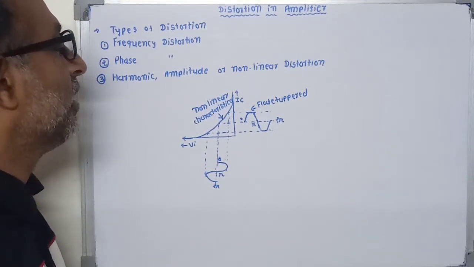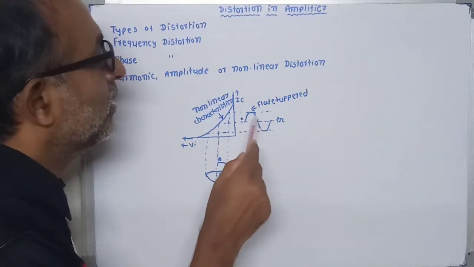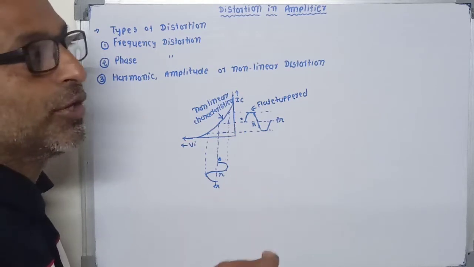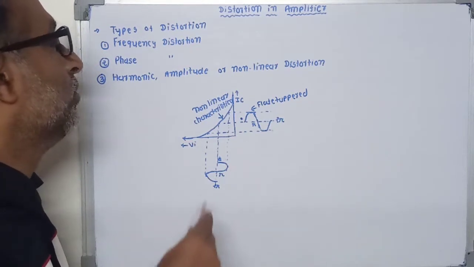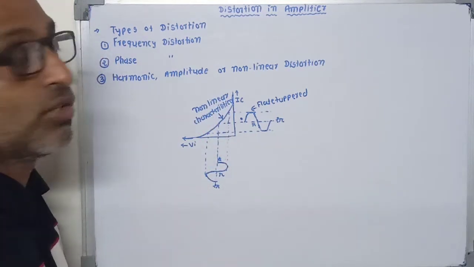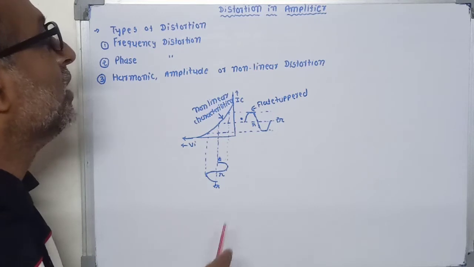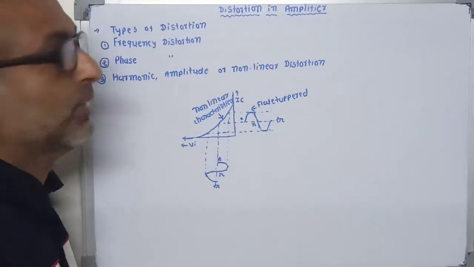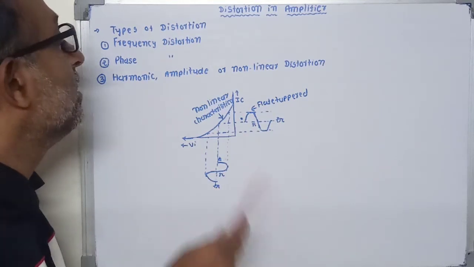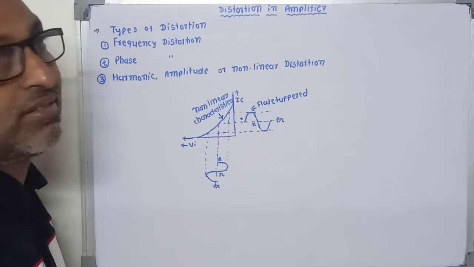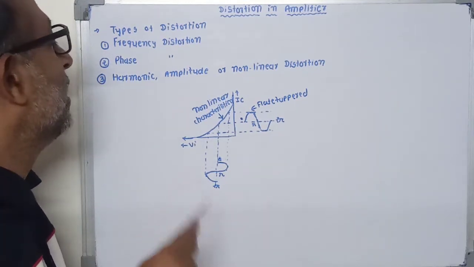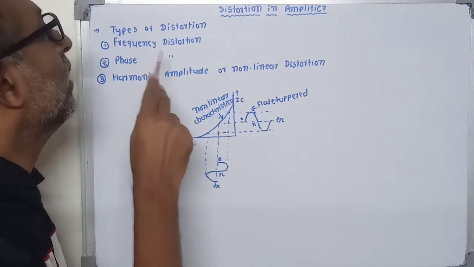Due to this non-linear characteristic, the output signal's peak portion becomes flat. That means the magnitude of the output signal is reduced. This type of distortion occurs due to the non-linear characteristics of the active device. That's why it is called non-linear distortion. Due to this non-linear distortion, the amplitude of the output signal decreases, and harmonic signals are produced. That's why it is called harmonic distortion.